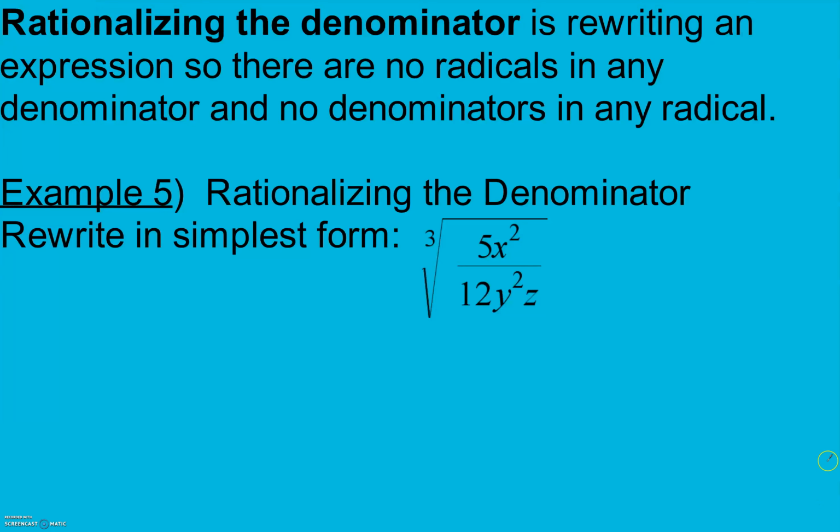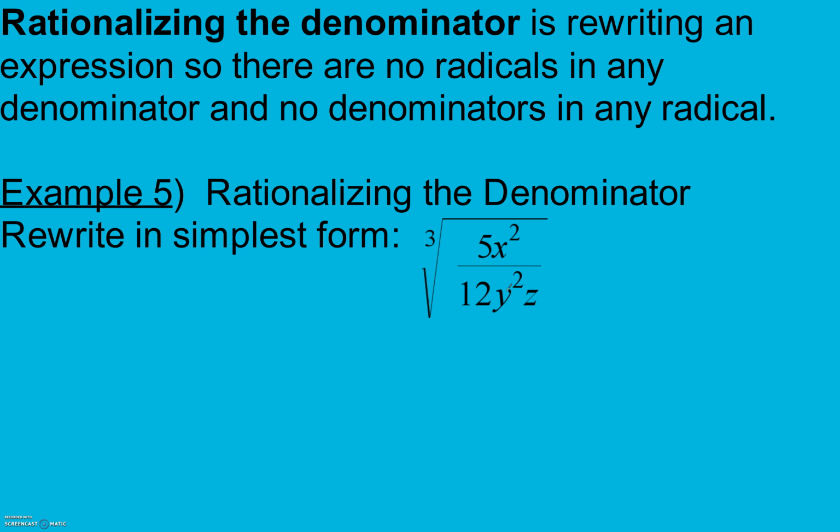Rationalizing the denominator is rewriting an expression so that there are no radicals in any denominator or no denominators in any radical. That sounds very similar, and what they're telling us, guys, is that if we have it written as one radical, we can't have any denominator in our radical. If it's written as 2 radicals, there can't be any radicals left in the denominator. So it's really just telling us whether we have one fraction inside our radical or a fraction of 2 radicals. Either way, there can't be any square roots, cube roots, things like that, radicals in the denominator.